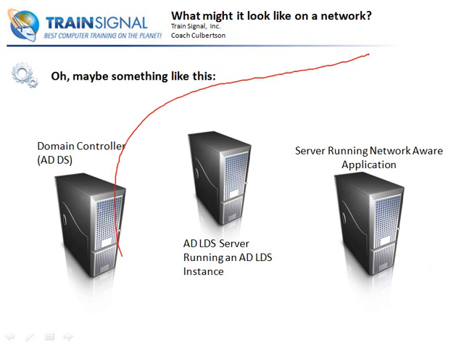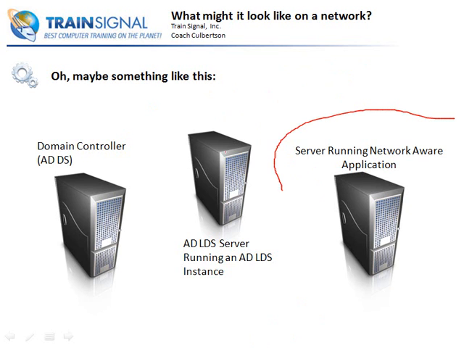Now, here's what it might look like on a network. We start off with, of course, an ADLDS server that's running what we call an ADLDS instance. Okay, I'm going to talk to you about what an instance is in just a second. And we also have a server over here that's running a network-aware application. Now, this particular application, if it needs Lightweight Directory Access Protocol services, i.e., again, if it needs LDAP in order to authenticate users with, then we actually store that information on the LDAP box or the LDS box. So the easiest way to think about Lightweight Directory Services is that it's really a very lightweight version of ADDS. Okay?